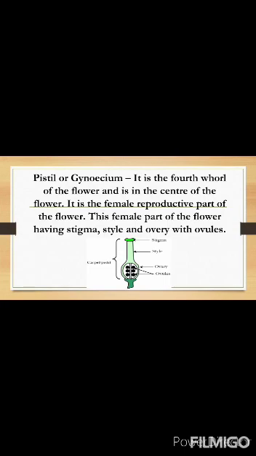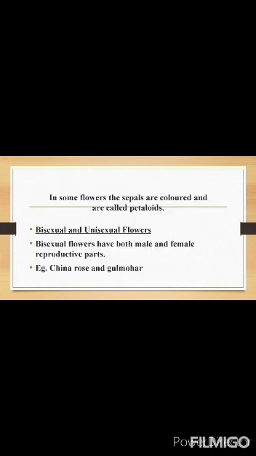Pistil or gynoecium. It is the fourth wall of the flower and is in the center of the flower. It is the female reproductive part of the flower. This female part of the flower has stigma, style, and ovary with ovules. In some flowers, the sepals are colored and are called petaloids.